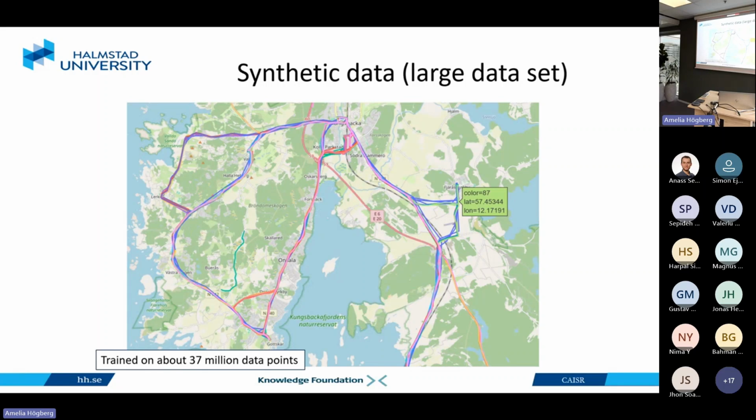We're not at the stage where we can say we can give you perfect synthetic data, but it looks pretty good to me. You can see that it's on the roads. There are some cases where it's a bit off, but let's give it some time and we can actually do it better.